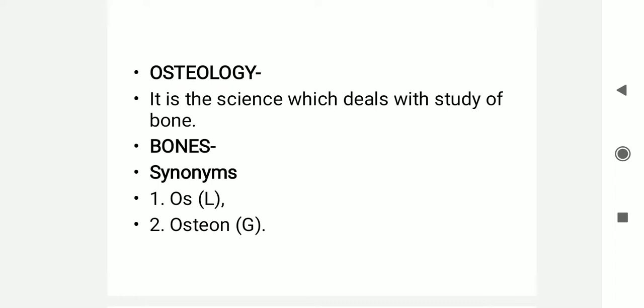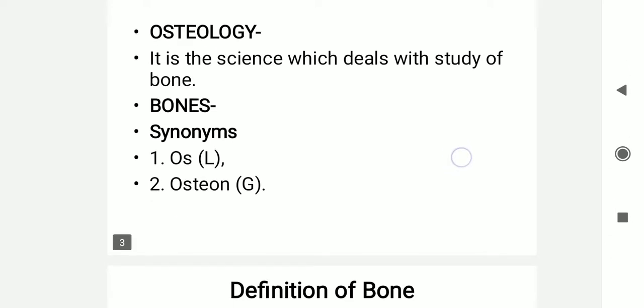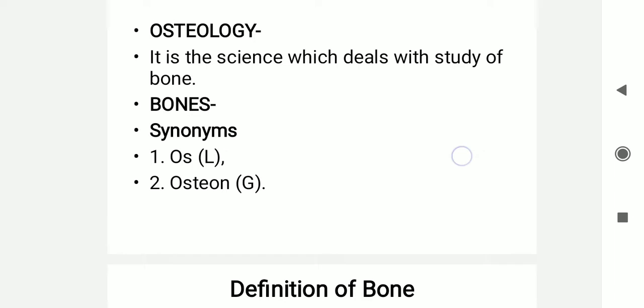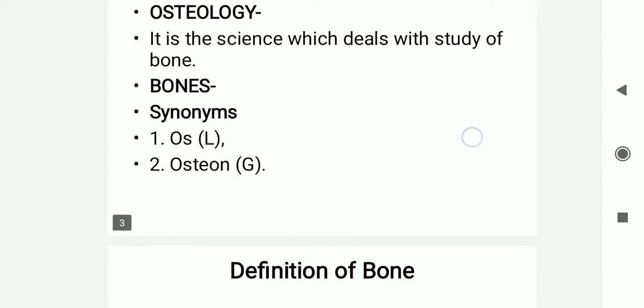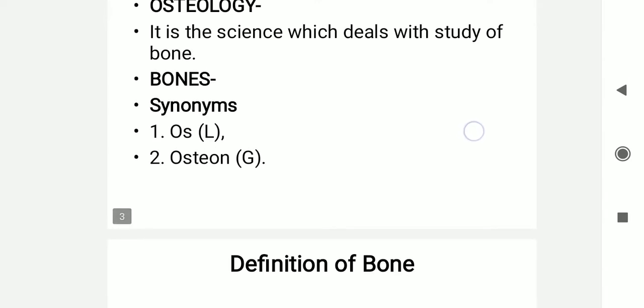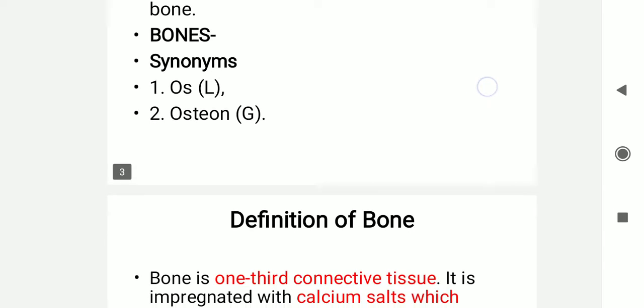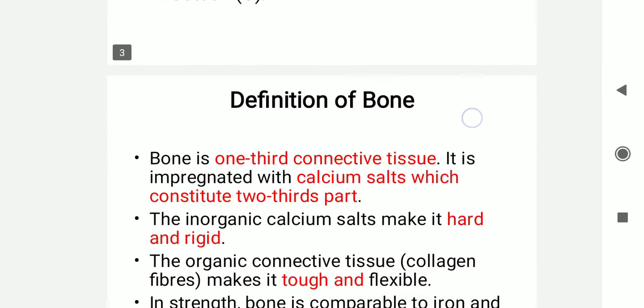Okay, first, what is osteology? It is the science which deals with the study of bones. Synonyms of bone: according to Latin, os; according to Greek, osteon. So there are many words like ossification, osteomyelitis, osteomalacia, etc. All these words are derived from these synonyms. Now we will discuss the definition of bone.